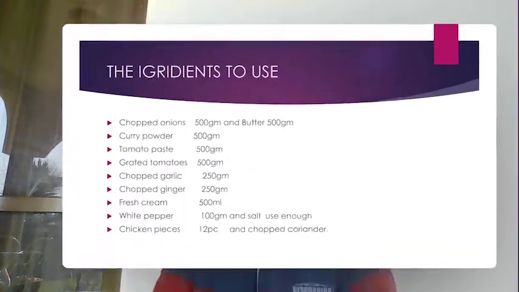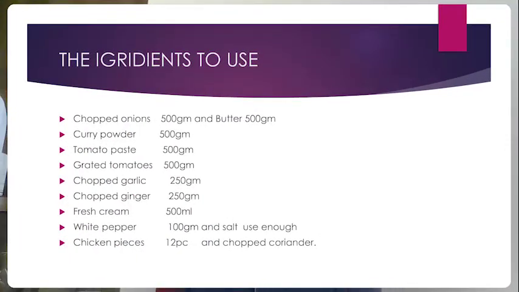So, having the tools to use, again, you move on and look at the ingredients to use. You look at the chopped onions that you shall put aside in a measurement of 500 grams, and butter. You look at the curry powder, 500 grams, tomato paste, 500 grams, grated tomatoes, 500 grams, chopped garlic, 250 grams, chopped ginger, 250 grams, and here we are also using fresh cream to make our food more tasty and creamy, white pepper, 100 grams, salt use as you are working.